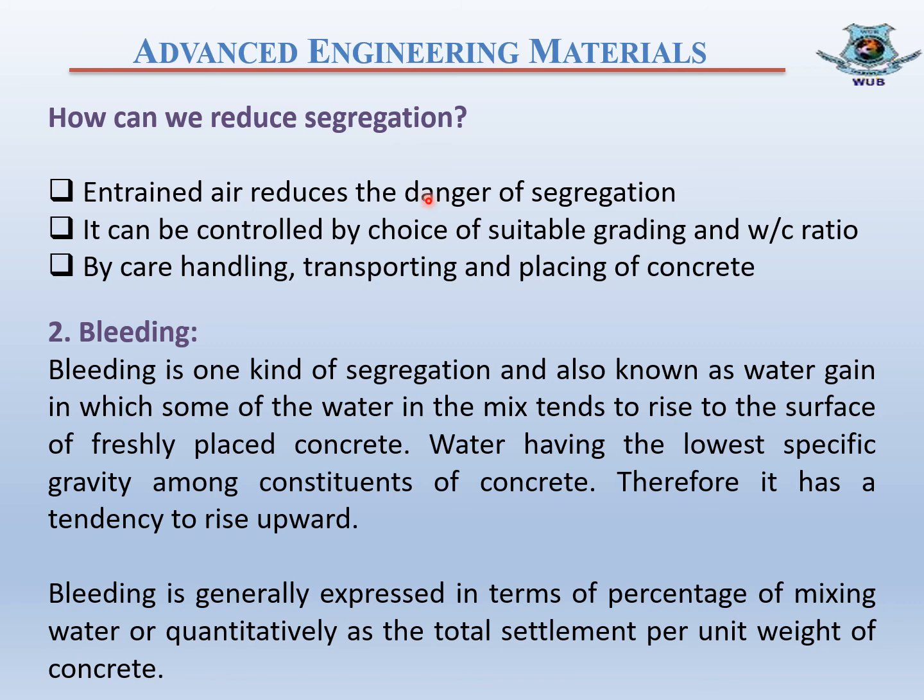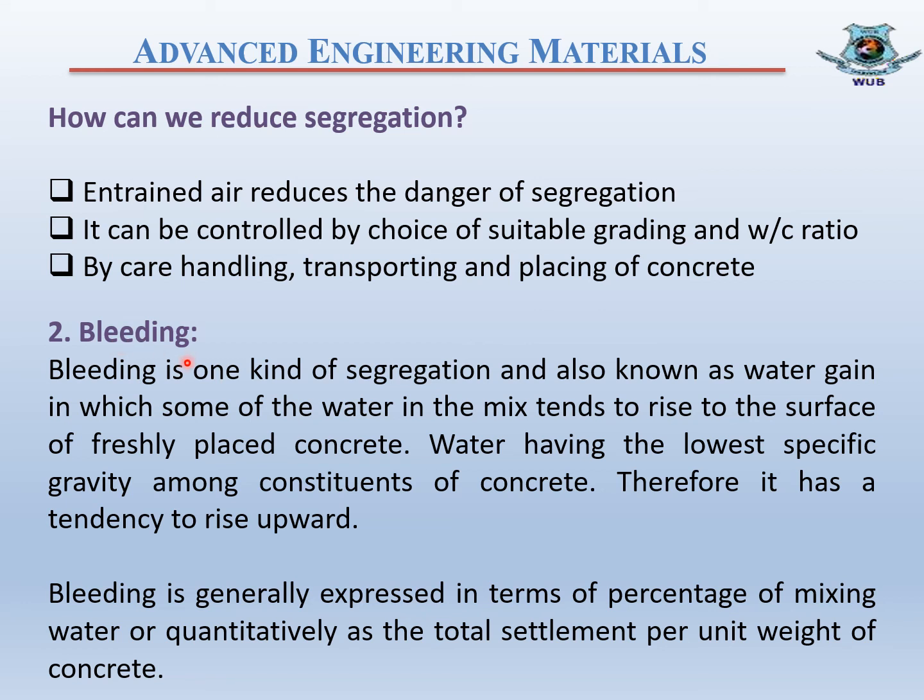So in short, air entrainment can reduce the danger of segregation. It can be controlled by choice of suitable grading and water-cement ratio. It can be controlled by taking care when handling, transporting, and placing of concrete.